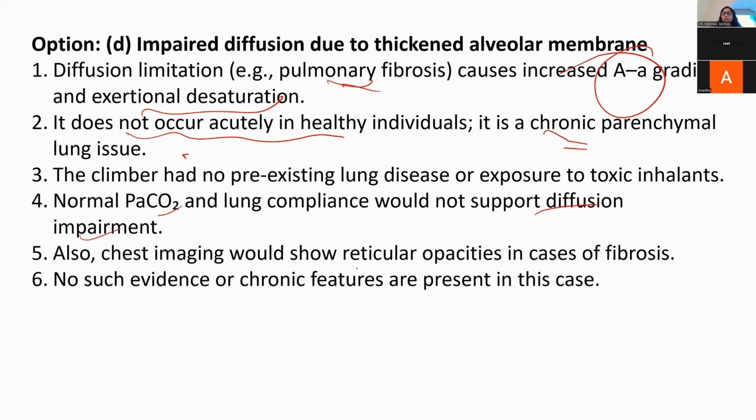Chest imaging would show reticular opacities in the case of fibrosis, and no such evidence or chronic features are present here. So this cannot be the case. It is a simple case of atmospheric pressure, partial pressure of oxygen has dropped.